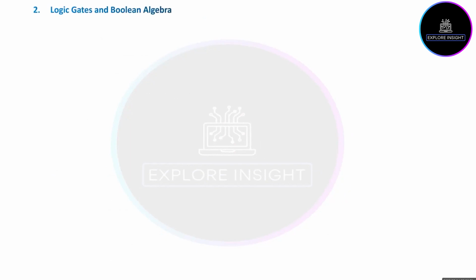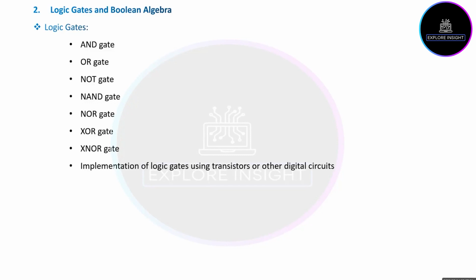Number 2, we have the logic gates and the Boolean algebra. Now, when we talk about logic gates and Boolean algebra, they are also fundamental concepts in digital electronics. For the logic gates, we'll be looking at the building blocks of digital circuits that perform basic logical operations such as AND gates, OR gates, NOT gates, NAND gates, NOR gates, XOR gates, XNOR gates, and lastly, the implementation of logic gates using transistors or other digital circuits.